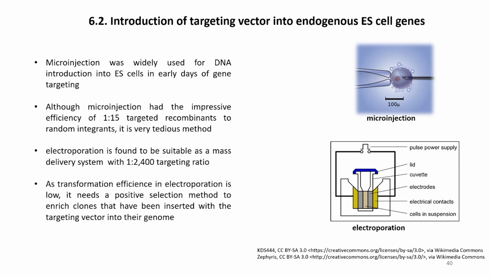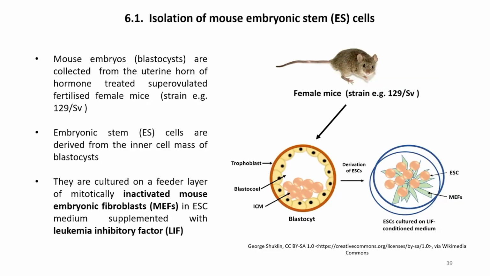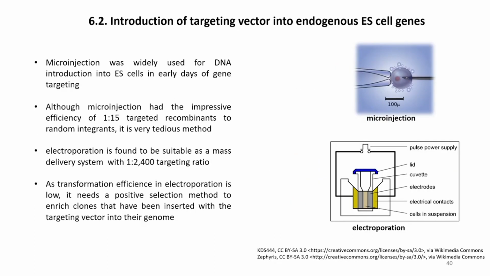So, we use mostly microinjection for the introduction of the targeting vector into the embryonic stem cells, which we have isolated and cultured in the first step. This is the process of microinjection, and you can see here one glass pipette, a pointed glass pipette, being used to deliver the targeting vectors. Although microinjection had the impressive efficiency of around 1:15 targeted recombinants to random integrants, it is a very tedious method.